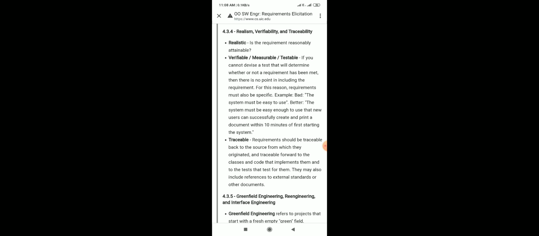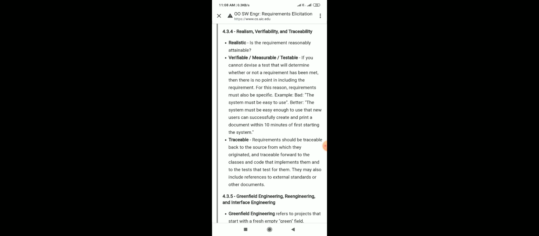Requirements should be traceable back to the source from which they originated and traceable forward to the classes and code that implement them and to the tests that test for them. They may also include references to external standards or other documentation. This is all about realism, verifiability and traceability.